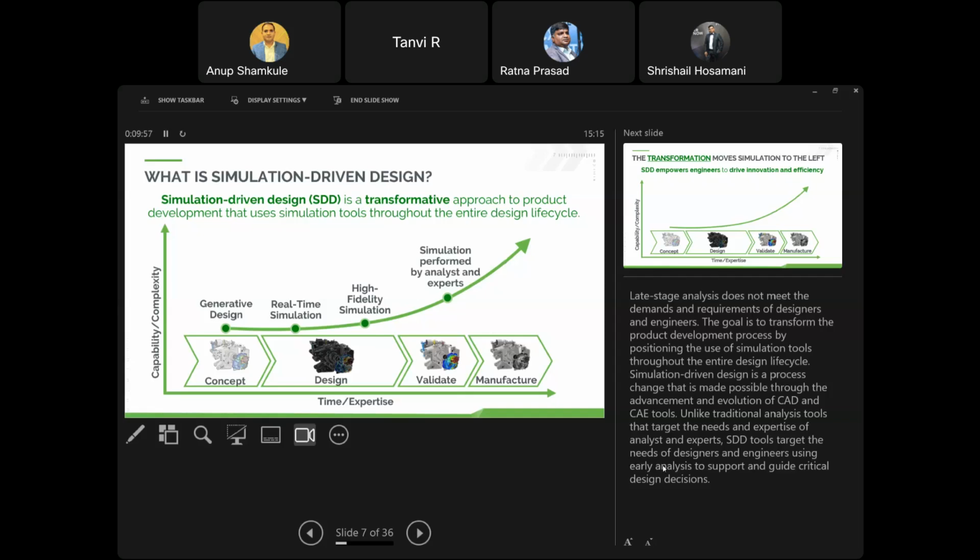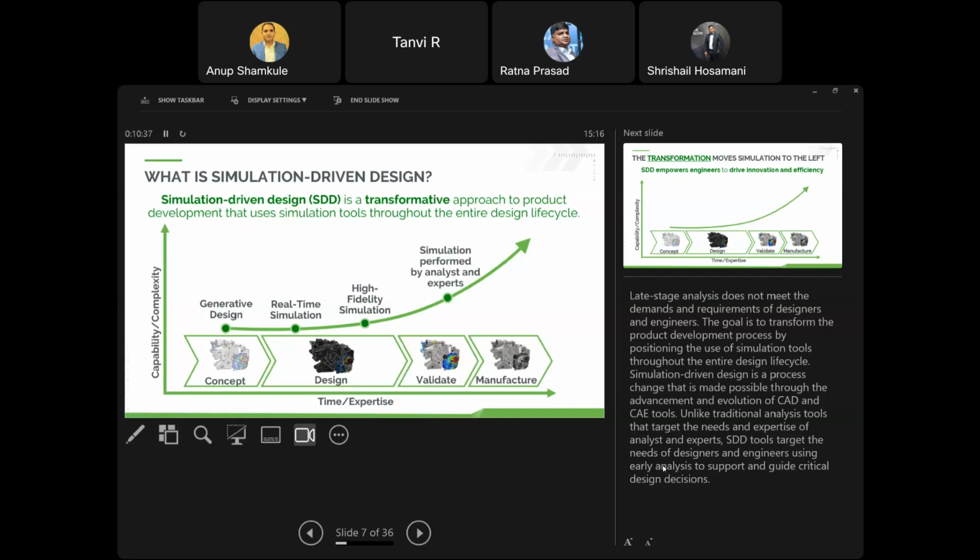The crux of this is that late stage analysis doesn't meet the requirements of the design engineers or the analysts. So what we want to do is entirely transform the product development process by promoting the use of simulation tools throughout the entire design life cycle, not only at the simulation phase but in all phases, be it concept design, design phase, validation phase, or manufacturing. That is where simulation driven design is the change we are making, made possible through advanced CAD and CAE tools.